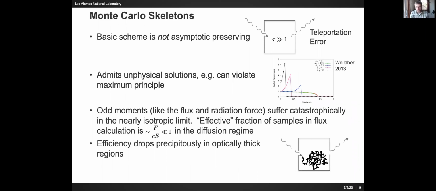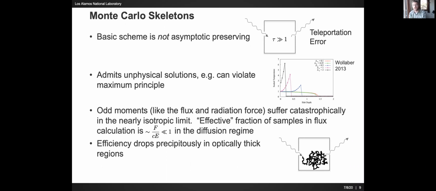All right, so let's see, I've got 5 minutes or so. So let me speed up a little. Monte Carlo skeletons. So there's issues with Monte Carlo. This one's important, so I wanted to make sure I mentioned it. Monte Carlo methods are actually not asymptotic preserving.